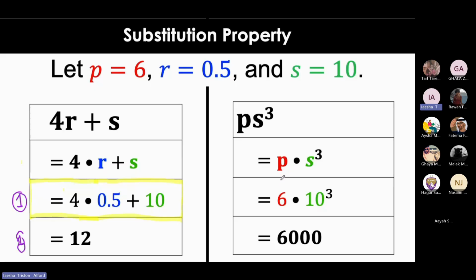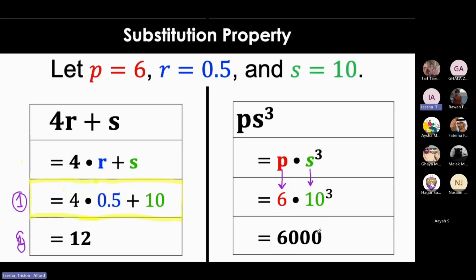Then remember, you're not writing P, you're going to change that to positive 6. And you're not writing S, you're going to change that to positive 10. Then, if you'd like, you can put this whole thing in the calculator and you will get 6,000.